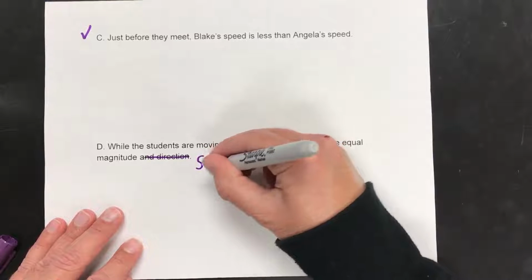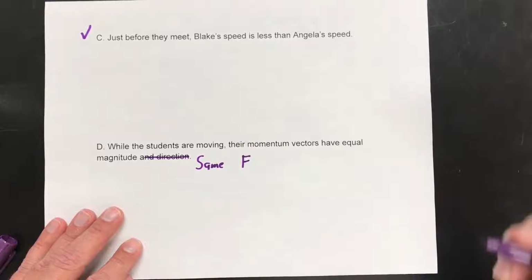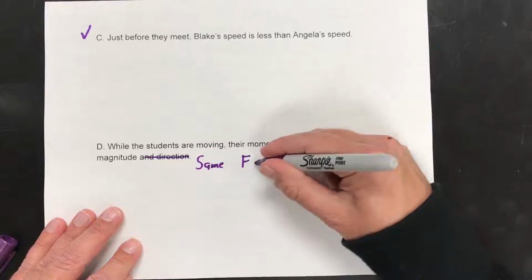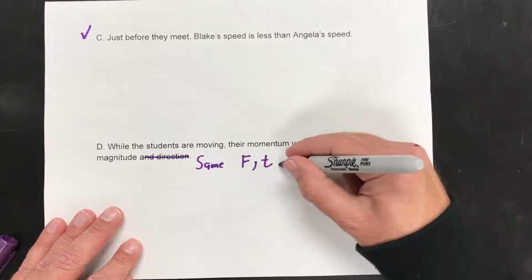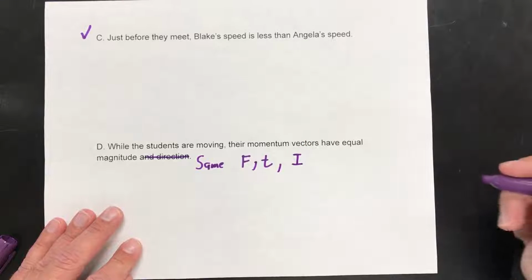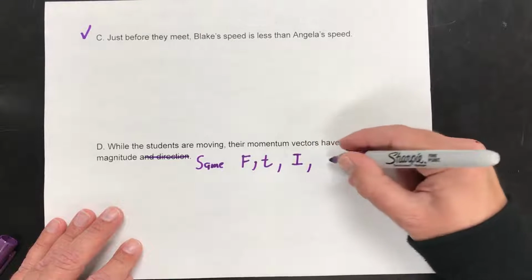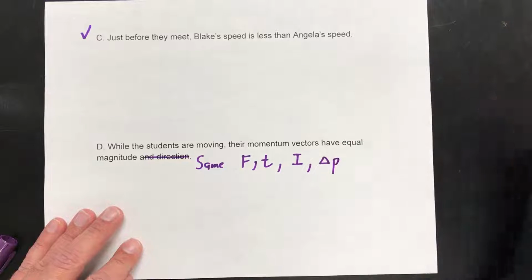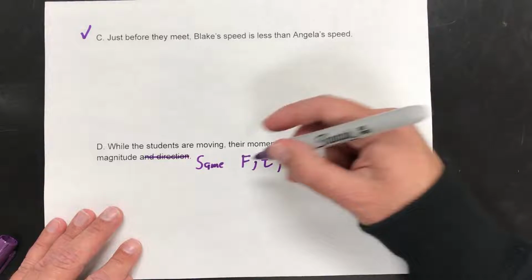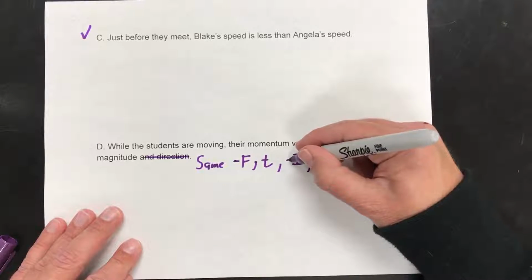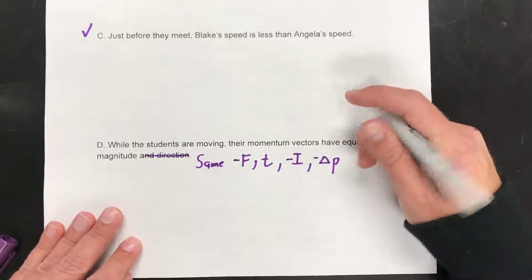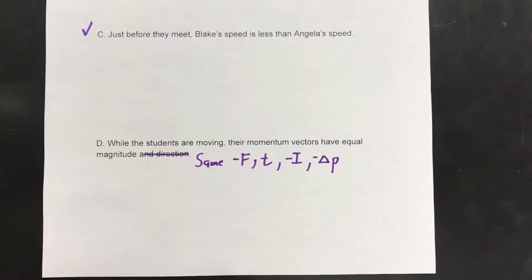They are going to have the same force on them, according to Newton's third law, and that force will act for the same time. If they have the same force and time, they will have the same impulses on each other. And if they have the same impulses, they will have the same change in momentums. The only thing you need to remember here is actually they will have equal and opposite forces. So they will have equal and opposite impulses, and they will have equal and opposite changes in momentum.